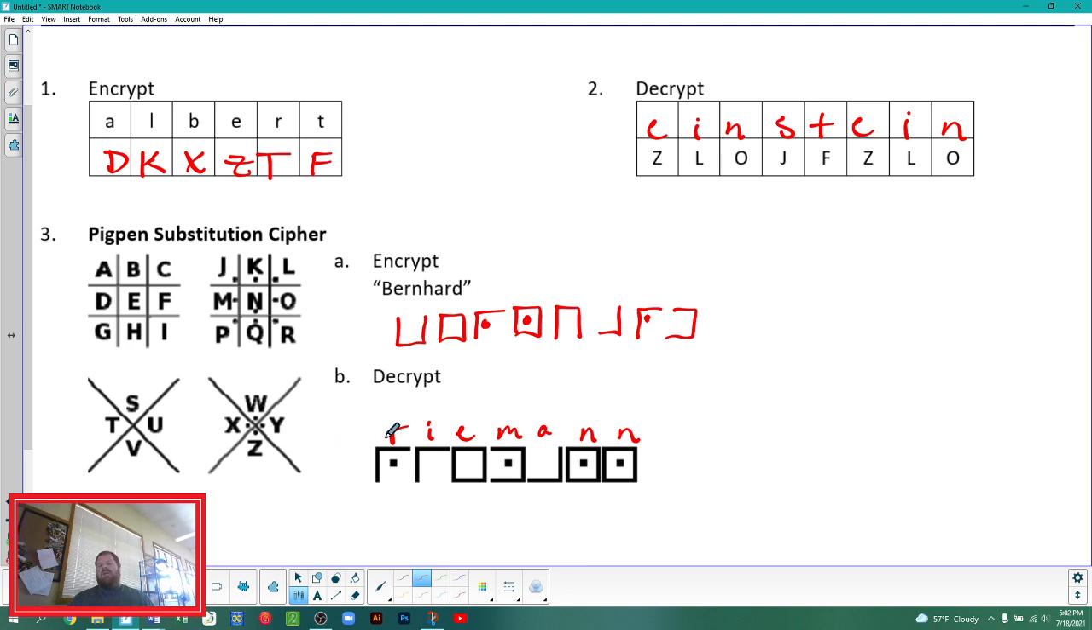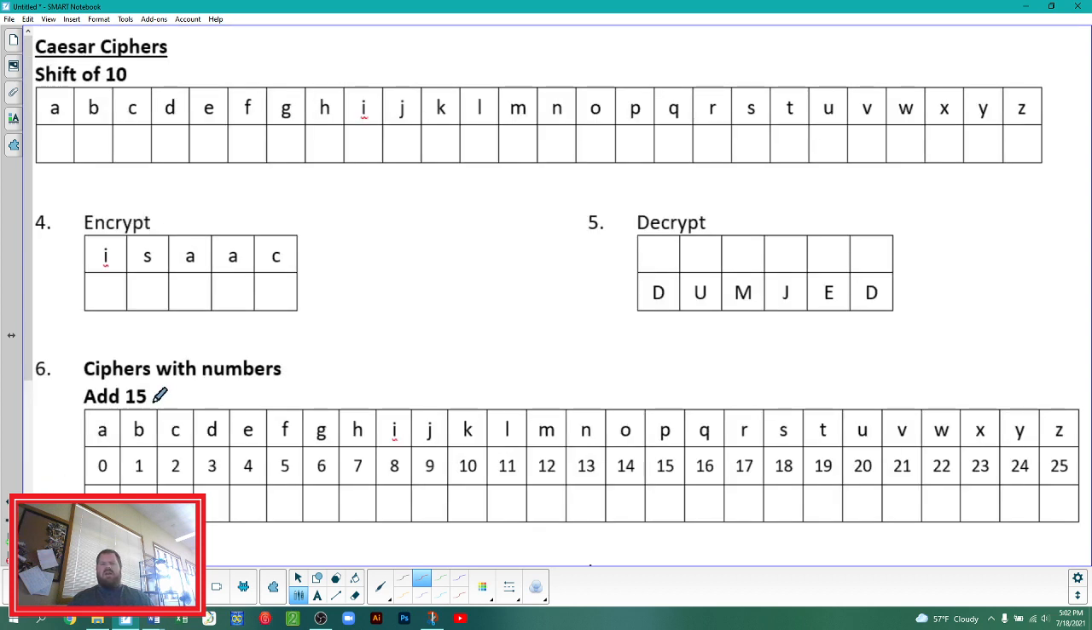And the decryption ended up being Riemann. Bernhard Riemann was a famous mathematician who did a lot of work in calculus, and if you go on to calculus, you'll probably do some work with what we call Riemann sums. So that's where that comes from. Now that you're done with those, let's go ahead and look at the next one. The next thing we talked about were Caesar ciphers. For the Caesar ciphers, the strict Caesar cipher is just shifting your ciphertext over 3 spaces.